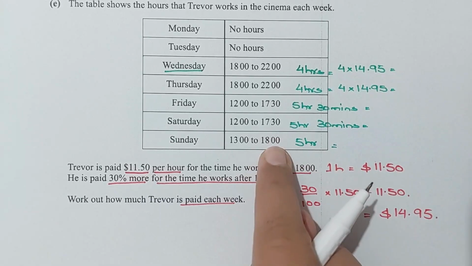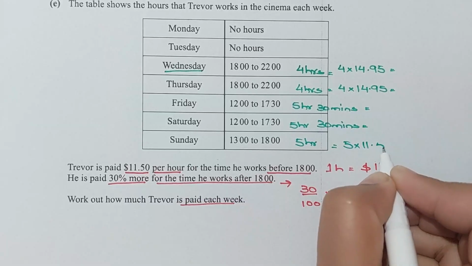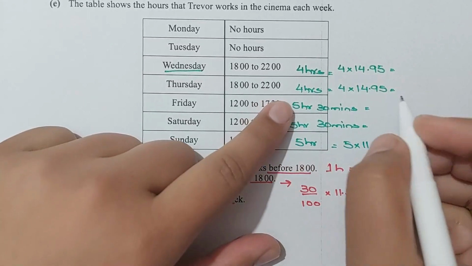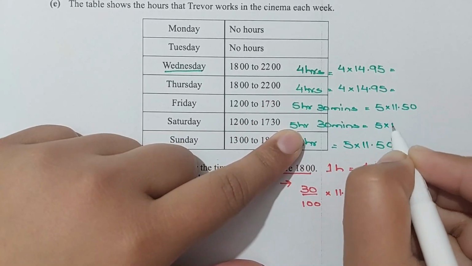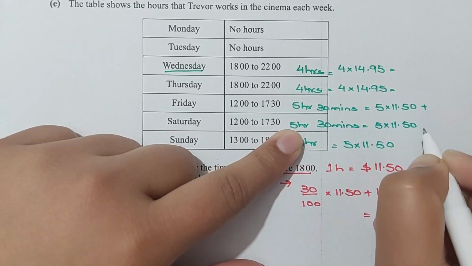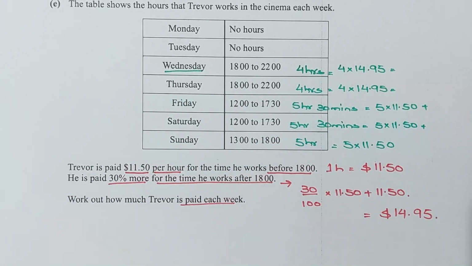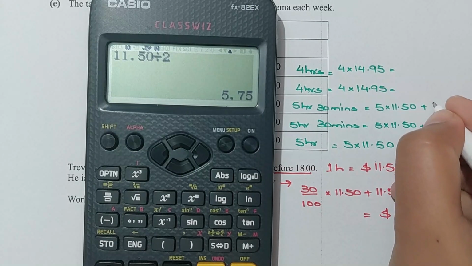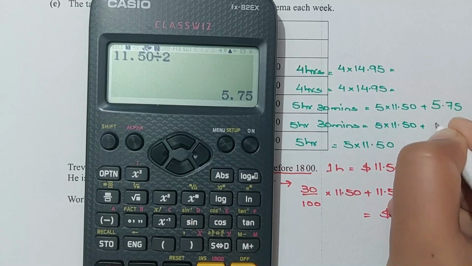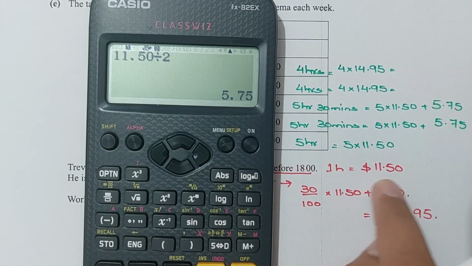Okay, so 5 hours, this is before 18. So this is 5 times 11.50. This is again 5 times 11.50, plus the 30 minutes as well. So 1 hour salary is this. 30 minutes is basically half an hour, so we can say 11.50 divided by 2, which is 5.75. This is the salary for 30 minutes, because 1 hour equals 60 minutes.